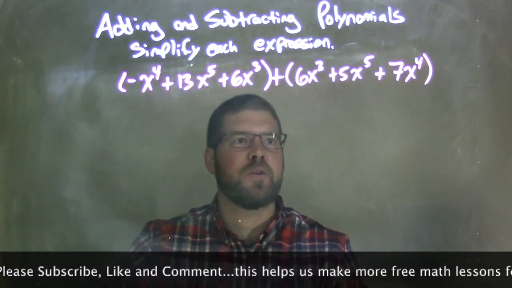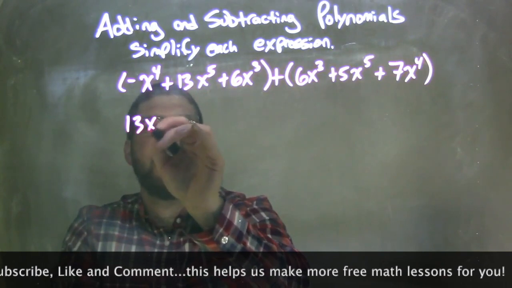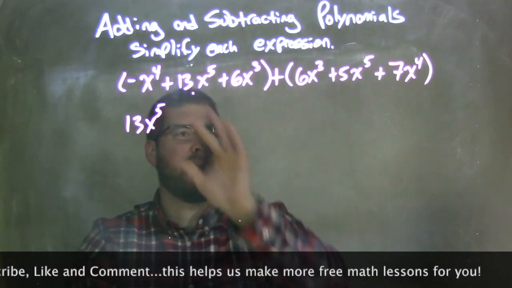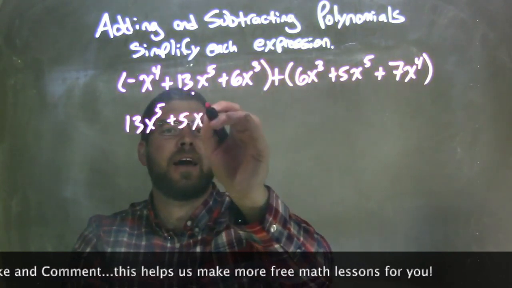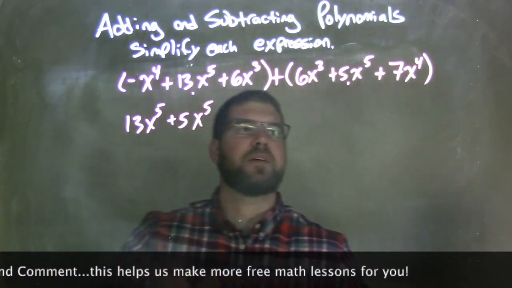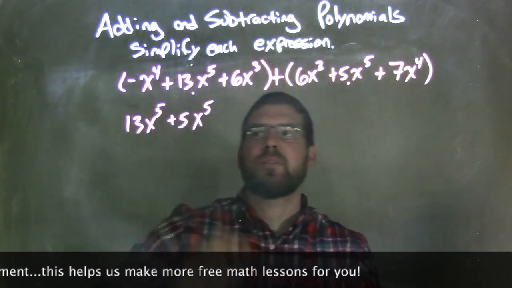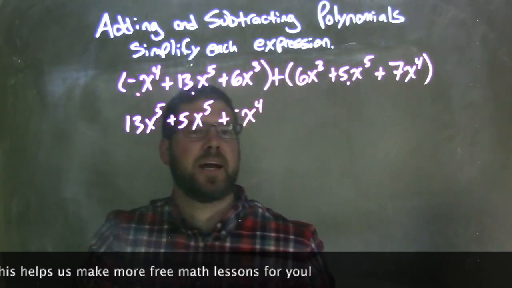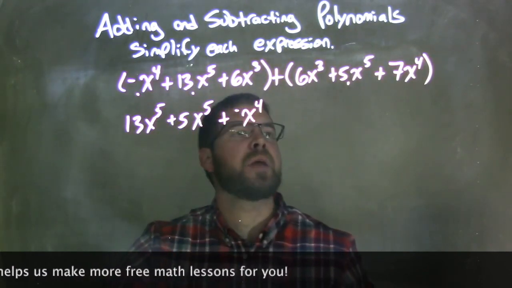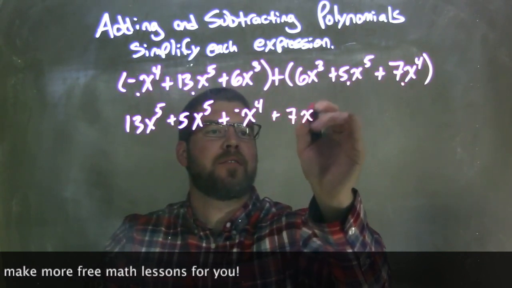So highest degrees first. Our highest degree I see is the fifth power. So I'm going to put 13x to the fifth first. And put a little dot to say that I got that. Then I have the other fifth power plus 5x to the fifth. Fantastic. See nothing else to the fifth power. Now fourth power. Highest degree is fourth power is next. So we have plus a negative x to the fourth right there, and I made a plus a negative x instead of subtracting x to the fourth. Then I have a 7x to the fourth right there, plus a 7x to the fourth.